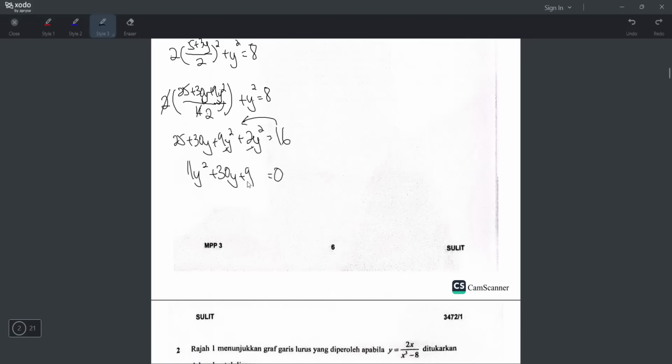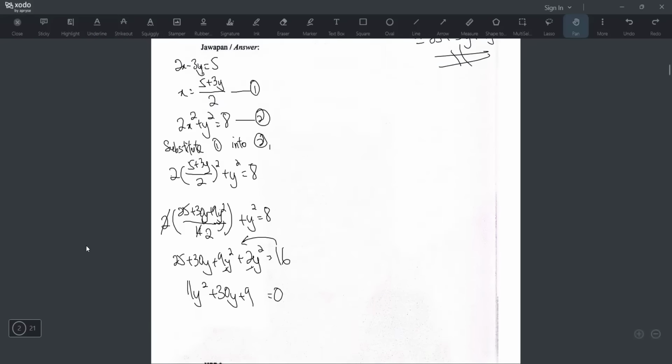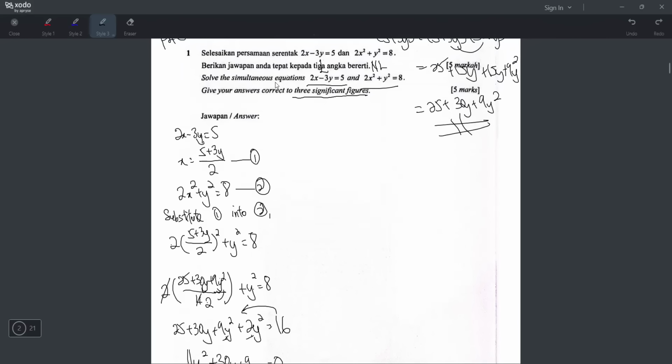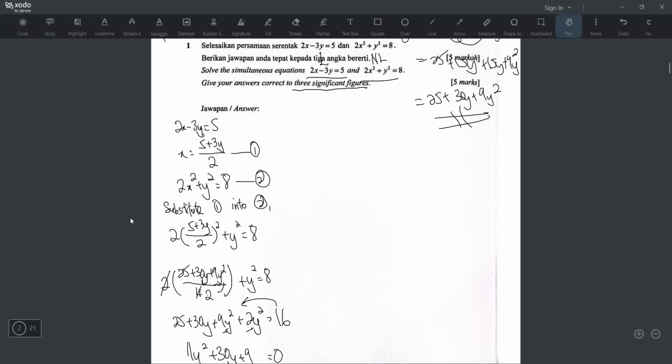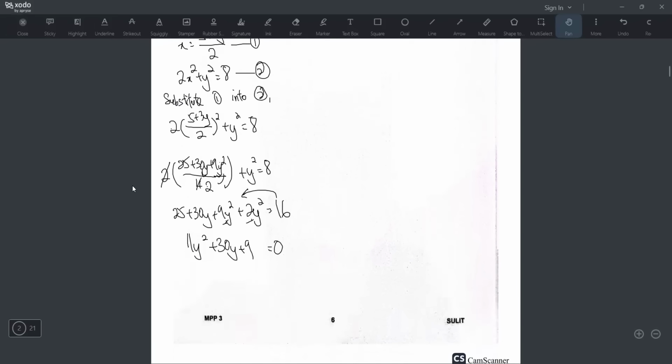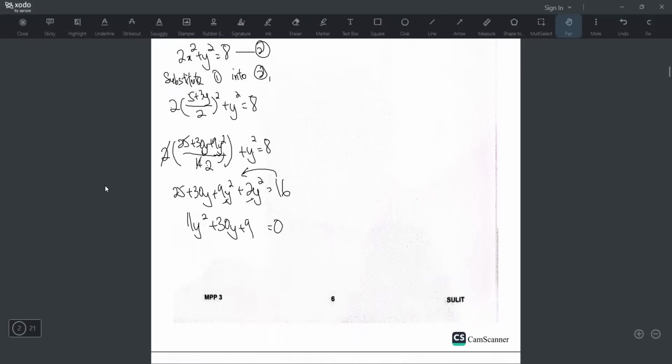So when you reach here, now you don't have to try using factorization method because you know already you can't solve it using factorization method, because they say give answer correct to 3 significant figures. That means they're trying to give you clue. They're trying to tell you that this answer confirm is answer yang tak cantik punya. It won't be a good looking answer. It will not be a answer yang boleh tukar jadi fraction. That is why you can't solve it using factorization. So what you have to do, quadratic formula.